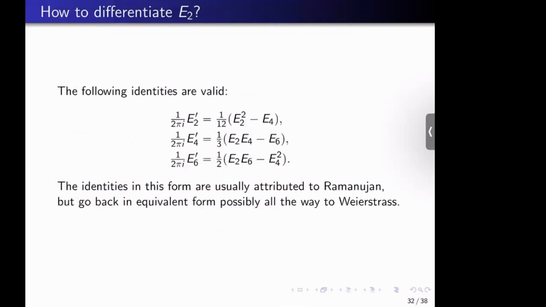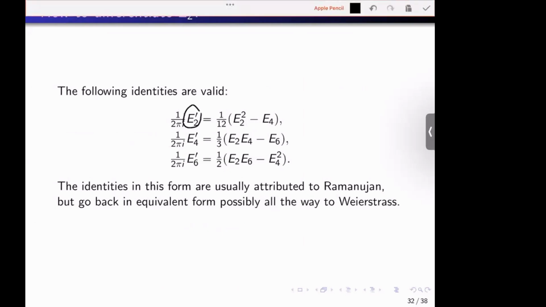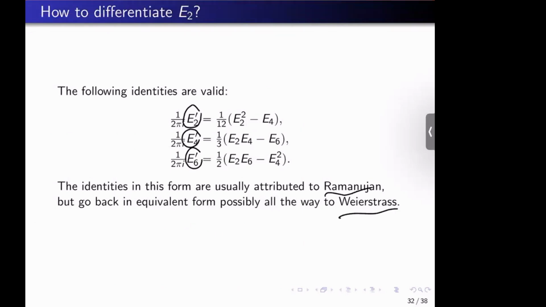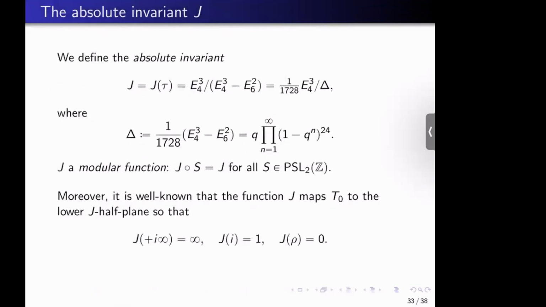And you can actually do this, and for this, you somehow have to differentiate this function E2 that gives me the analytic expression that I need. It turns out there are some very nice and explicit formulas for these derivatives that are relevant, namely the derivative of my quasi-modular form, and also the derivatives of these Eisenstein series. These formulas are often attributed to Ramanujan, but actually they are much, much older in disguise. They already appear in Weierstrass.